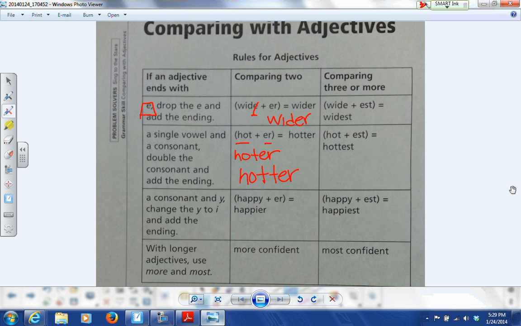If there's a consonant and a Y, like pretty or happy, you're going to drop the Y and add an I before the ending. So in this case, we would take happy, we'd get rid of that Y, and then we'd just add an IER instead. Okay? All right, with longer adjectives, like we talked about, like confident, it'll be more confident. Confident doesn't change in either one of these. Doesn't change at all. You just add a more or a most in front of it.